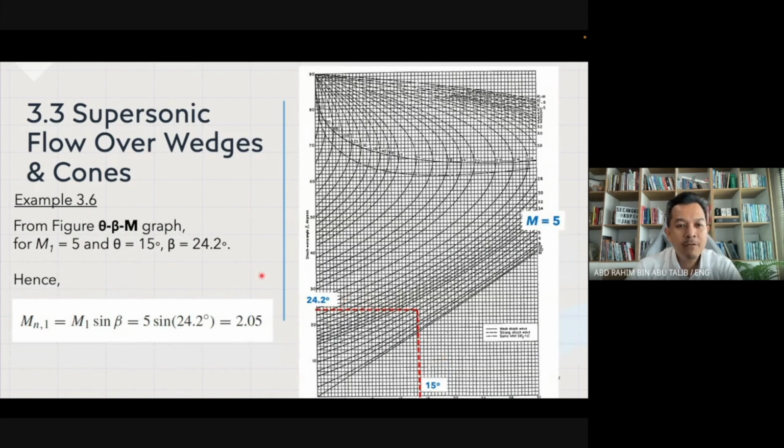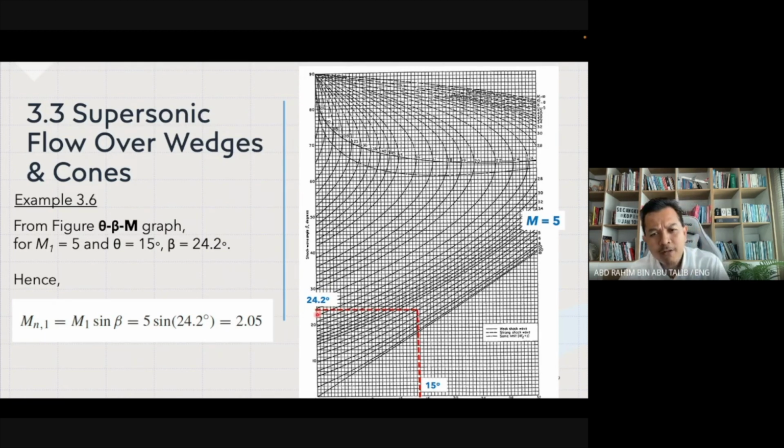So from the figure of the graph theta-beta-Mach number, at Mach number 5, you trace the Mach number 5, which is here, all right? And you then use the value of theta of 15 degrees, okay? And eventually you will get a beta value of 24.2, right? That's how it is being worked out.